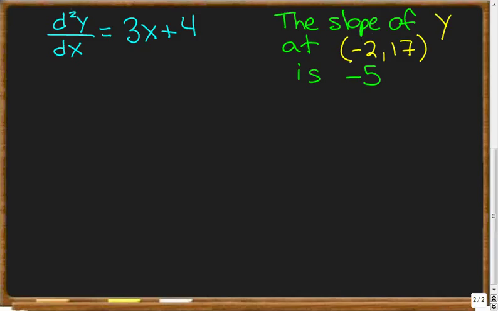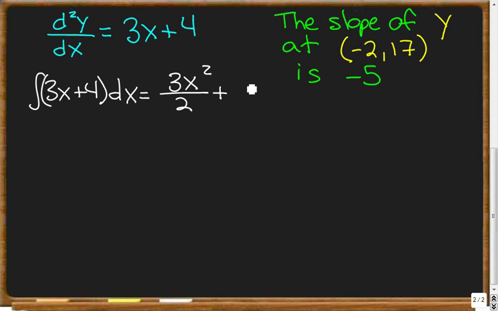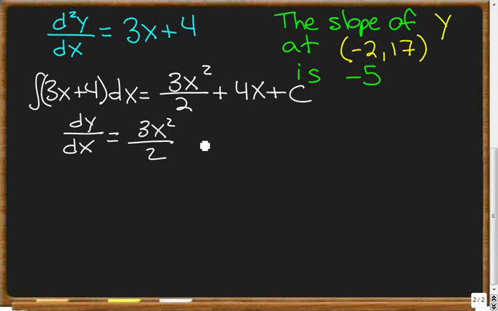We start off by taking the integral of our second derivative. The integral of 3x plus 4 is 3x squared over 2 plus 4x plus c, some constant c we don't know. This tells us the slope of our graph, so dy/dx equals 3x squared over 2 plus 4x plus c. The slope of our graph at -2 is -5.